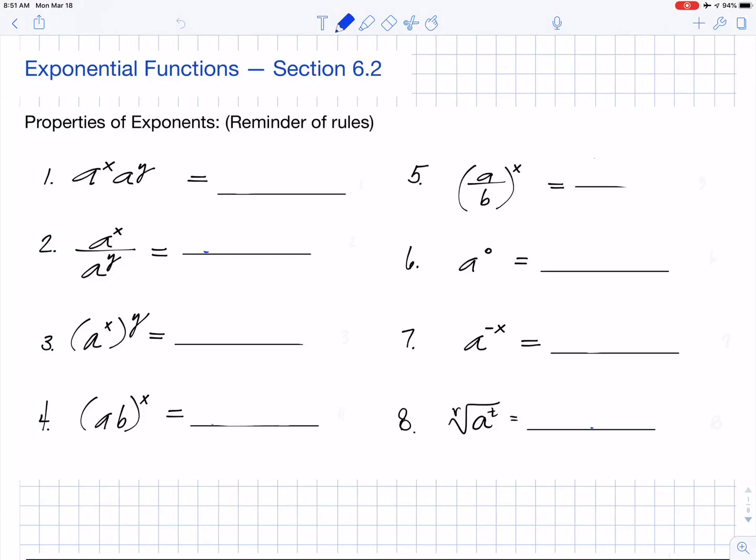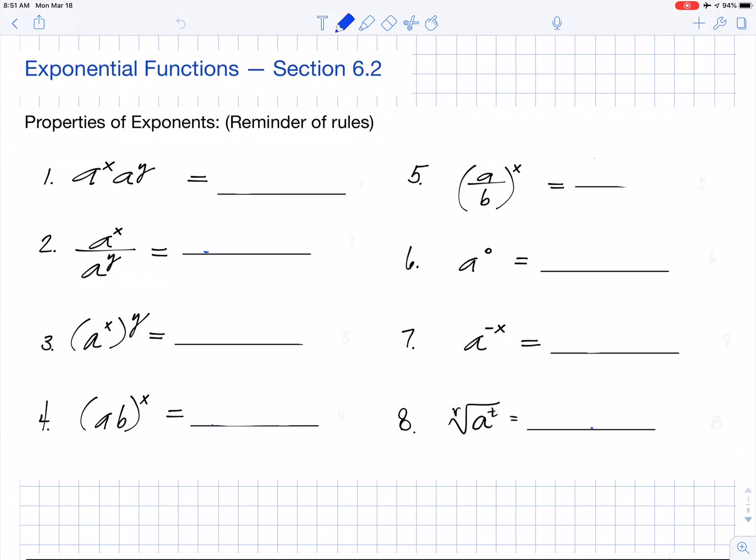Hey folks, this is your first video in this particular section dealing with exponential functions. The first thing I want to do is just give you a reminder of some rules. You should have had these rules in previous courses, so none of these are going to be new rules, but they are going to be rules that we're going to use quite frequently in the next few sections, so please be familiar with them.